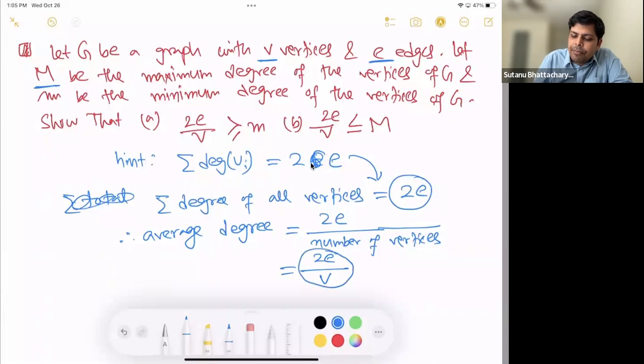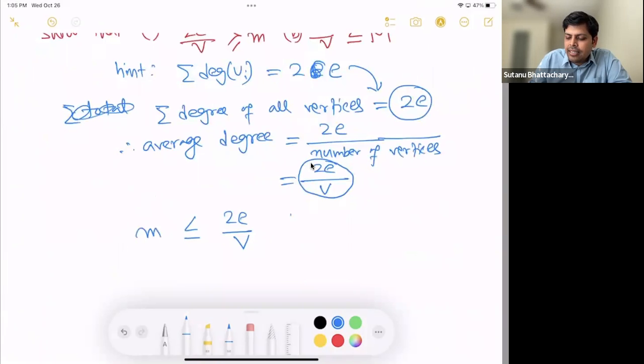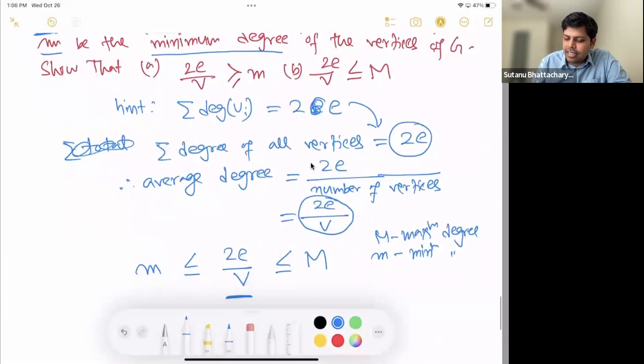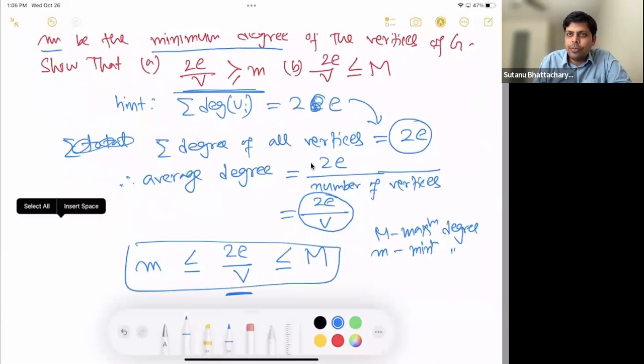Now it is given that capital M is the maximum degree and small m is the minimum degree. So obviously the average degree should be greater than or equal to the minimum degree, and less than or equal to the maximum degree. So M is the maximum degree which is given and small m is the minimum degree which is also given. So we have proved that the average degree is at least the smallest degree and at most the maximum degree.